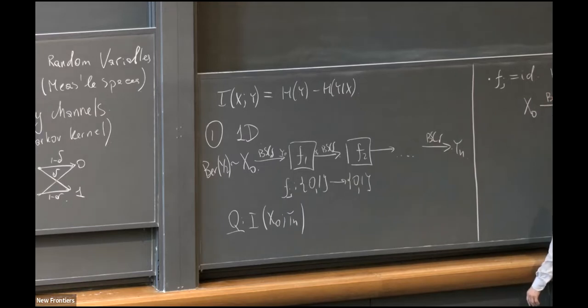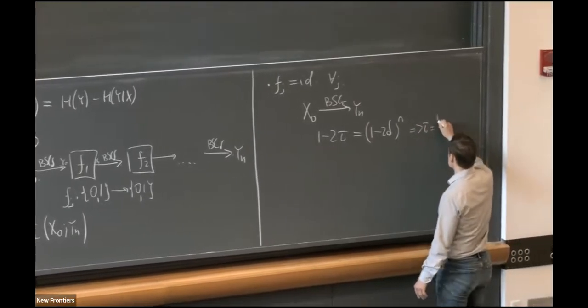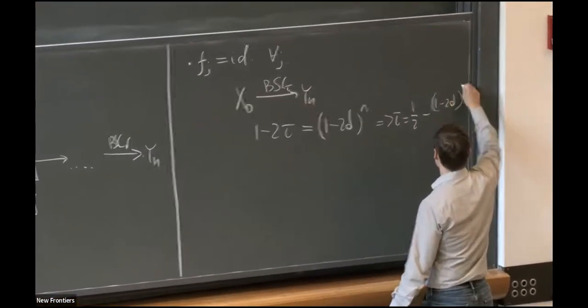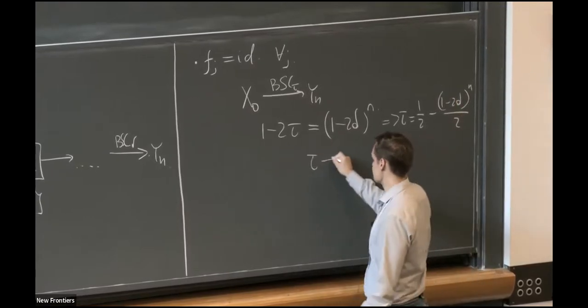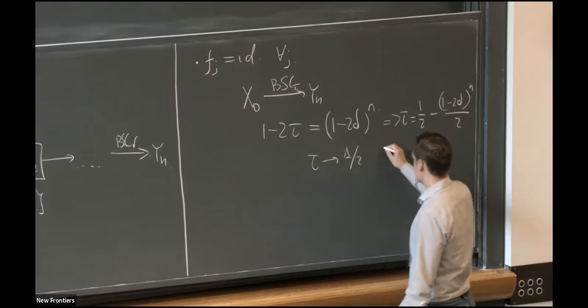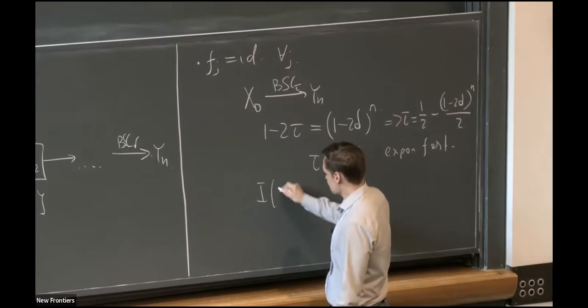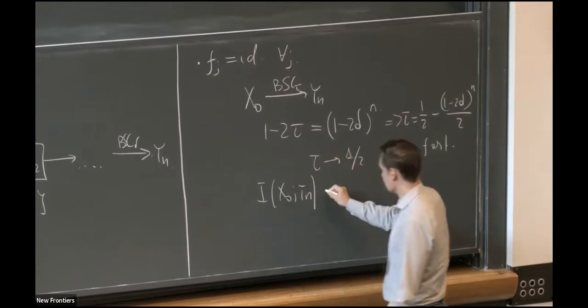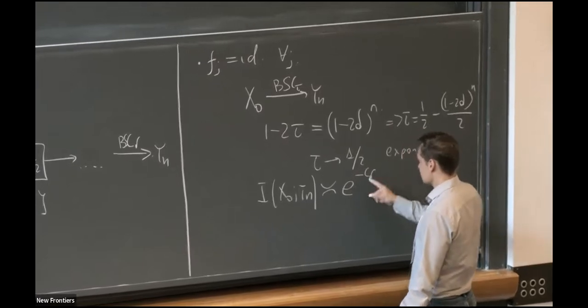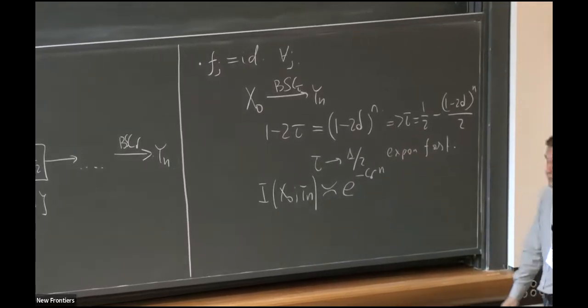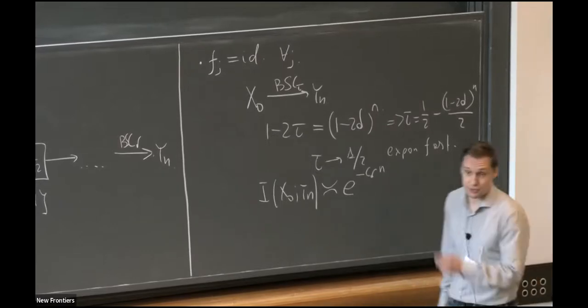just a BSC with some parameter tau. This is a convolution on Z2, so you can compute the expression for tau from this equation, and this means that tau is 1/2 minus (1 minus 2 delta)^n over 2. The important piece here is that tau converges to 1/2 exponentially fast. This implies that the mutual information between the input and the output is e to some constant depending on delta, scaling as n, decaying exponentially fast.